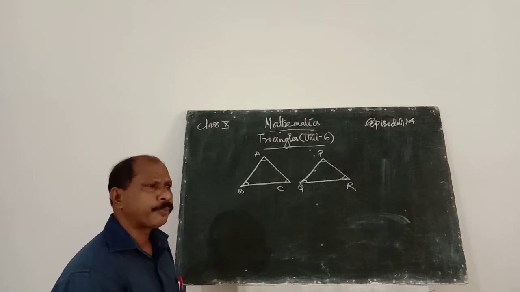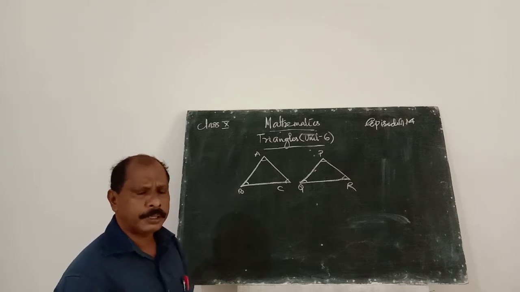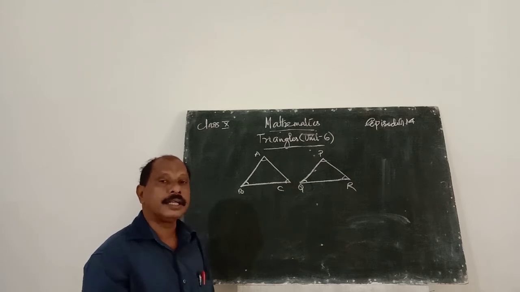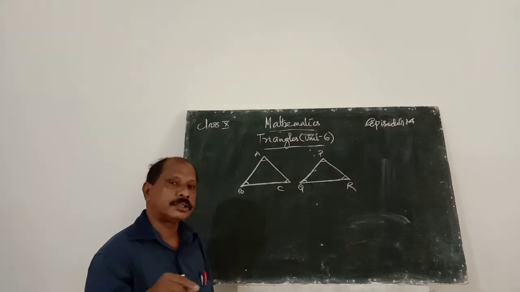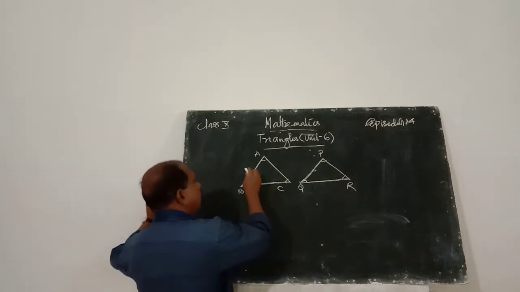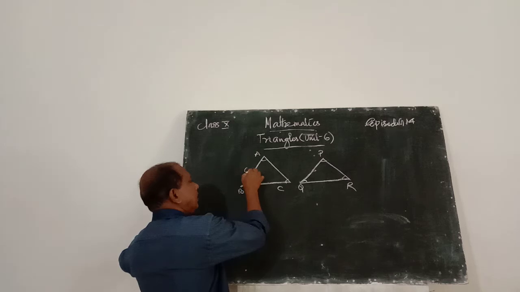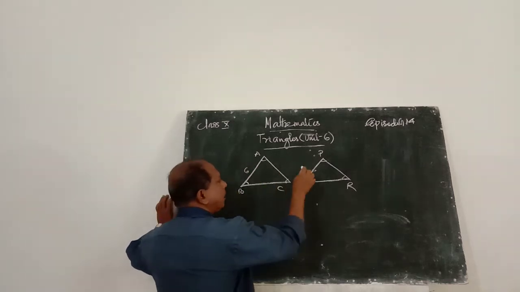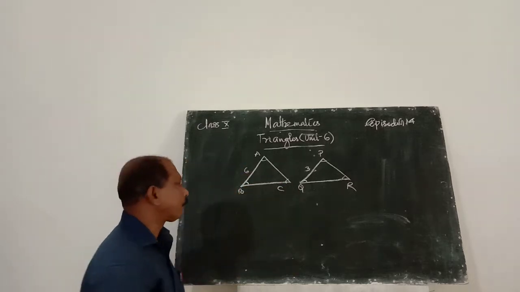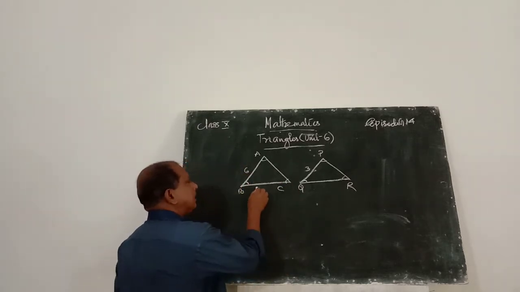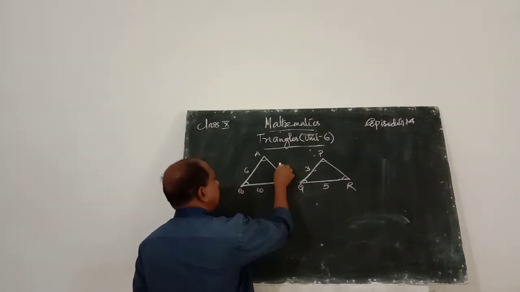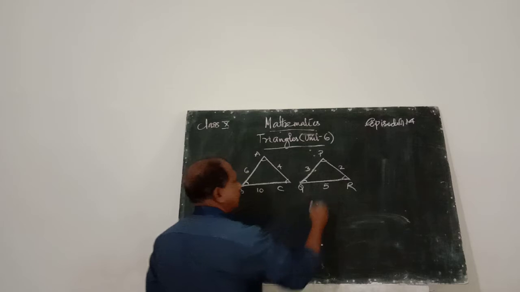What do you mean by similar? Similar means they are not the same measure, but one is the shortened or smaller ditto of the other. For example, AB is equal to 6 centimeter and PQ is equal to 3 centimeter. That means 6 by 2 is 3. If, for example, BC is equal to 10 centimeter, then this one is 5 centimeter. This one is 4 centimeter, this one is 2 centimeter.